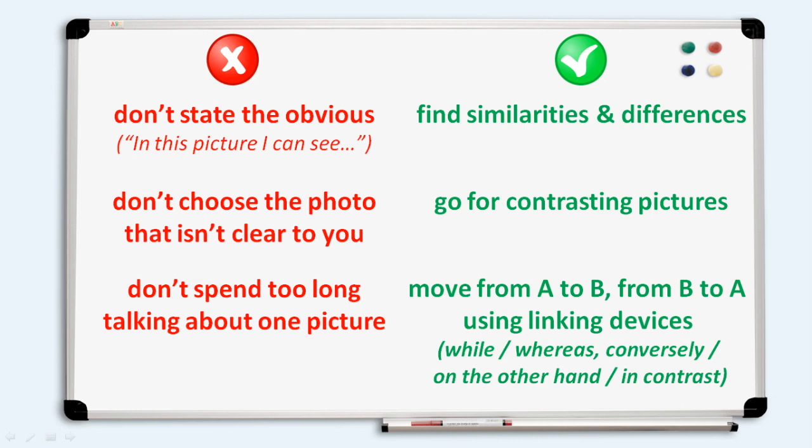Also, remember to use modal verbs for speculation. Could, may, might help you express your thoughts on what's possibly happening in the photo. Now let's go back to the pictures we've seen before and see how we can put all of the above into practice.